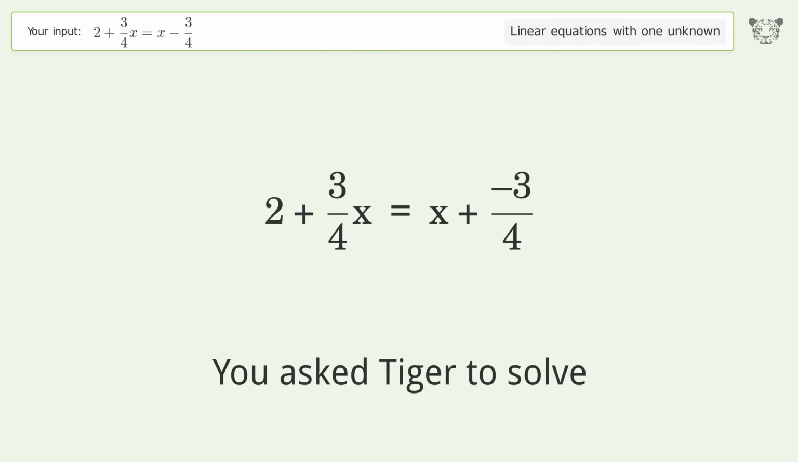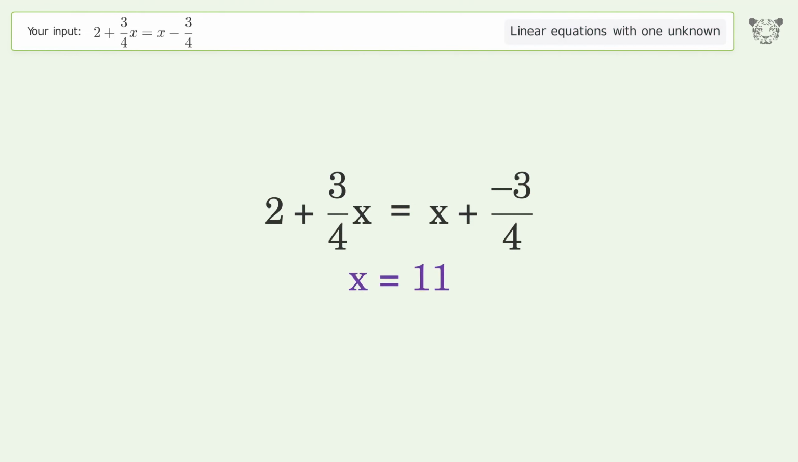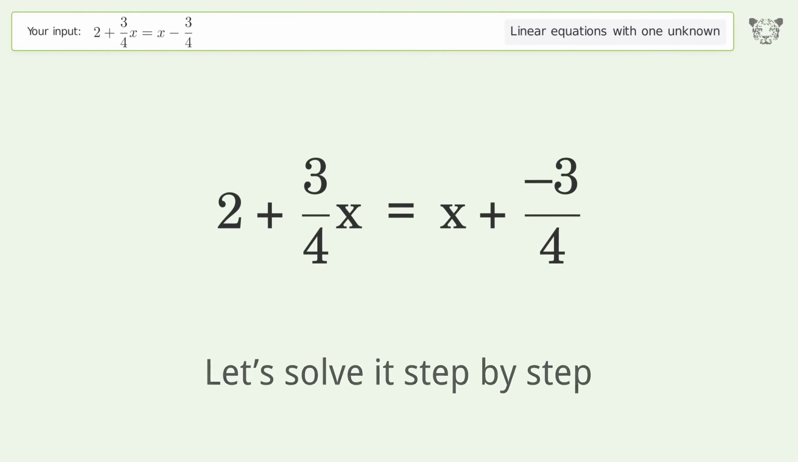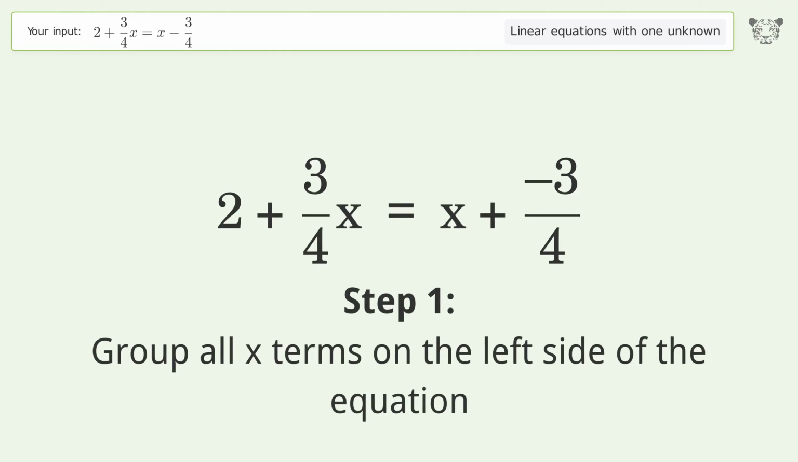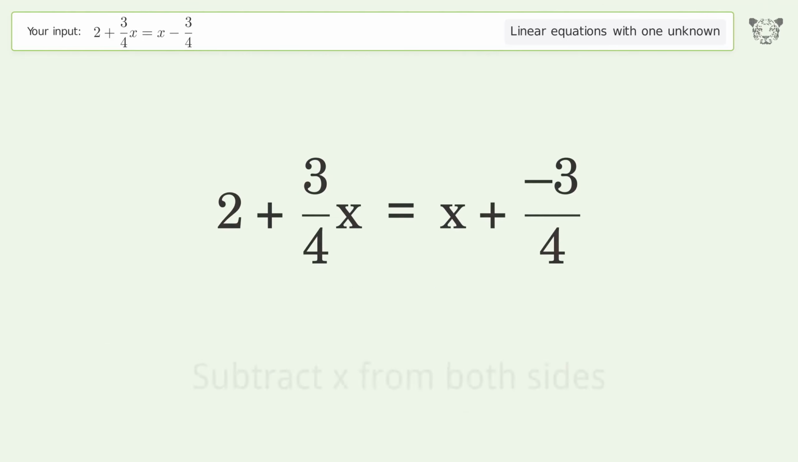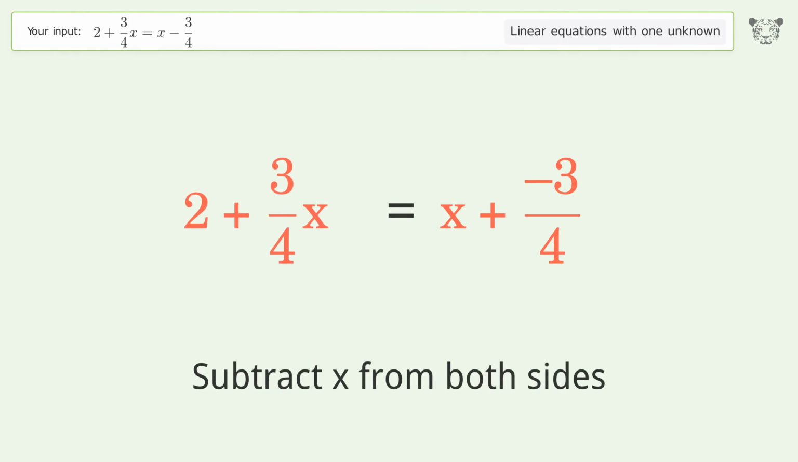You ask Tiger to solve. This deals with linear equations with one unknown. The final result is x equals 11. Let's solve it step by step. Group all x terms on the left side of the equation. Subtract x from both sides.